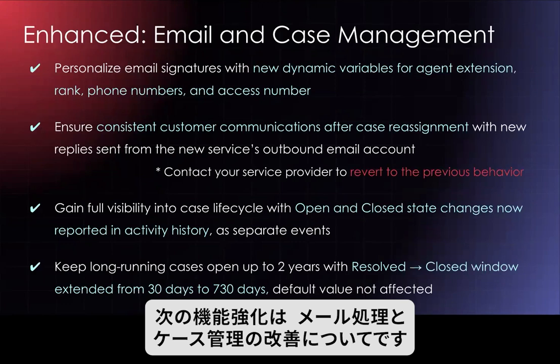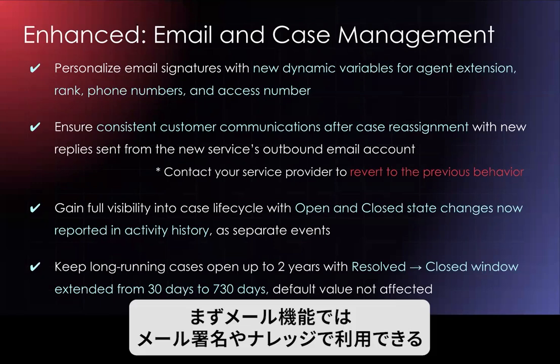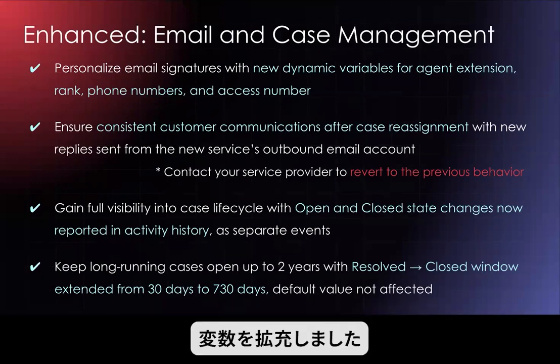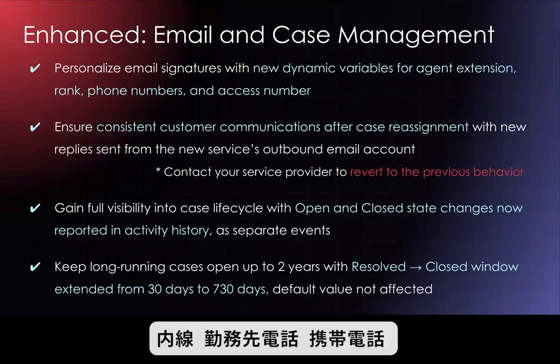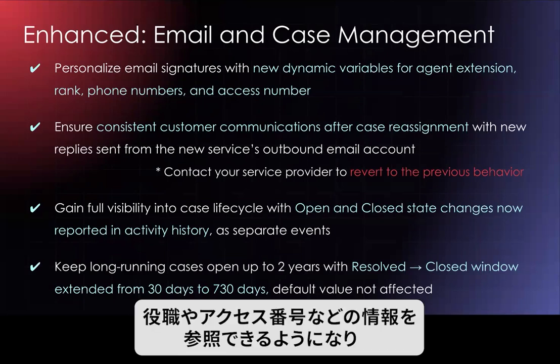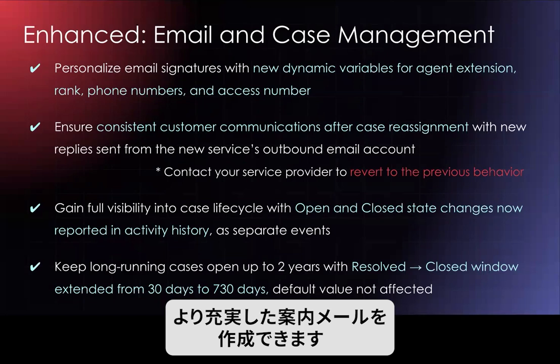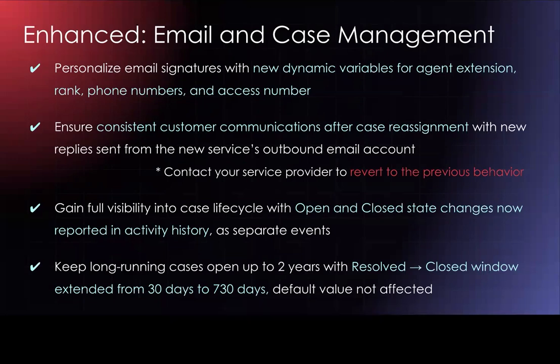The next set of enhancements focuses on improving email handling and case management. Starting with email communications, we've expanded the set of variables available for email signatures and knowledge base articles. Agents can now access additional user information such as extensions, work phones, mobile phones, ranks, and access numbers, making it easier to create richer, more informative outbound communications.